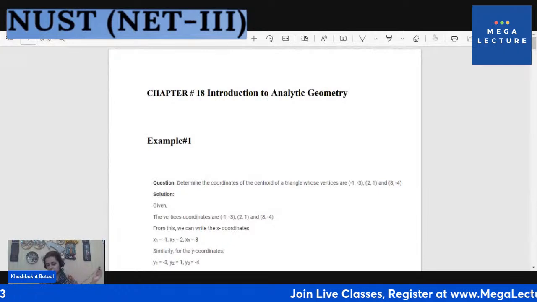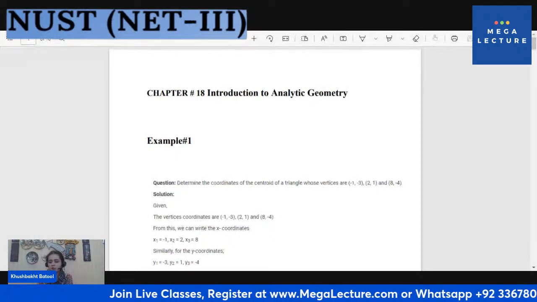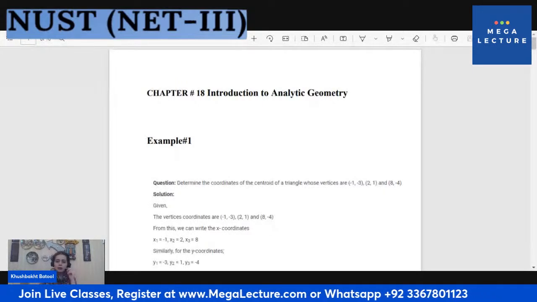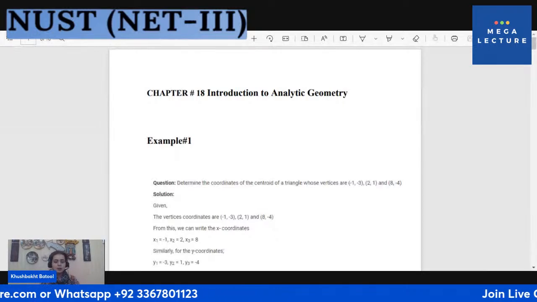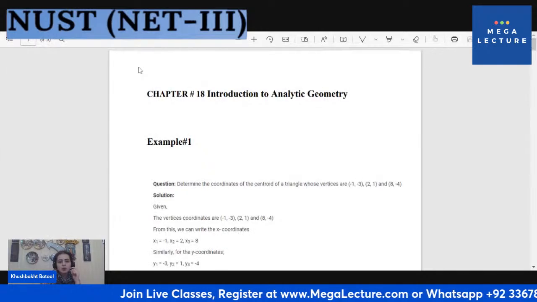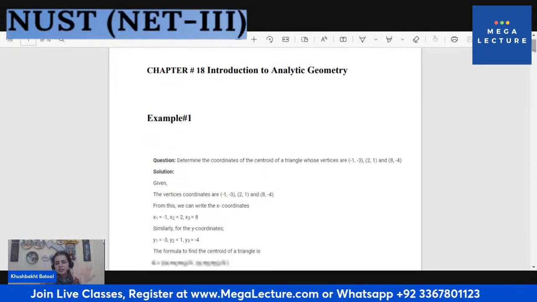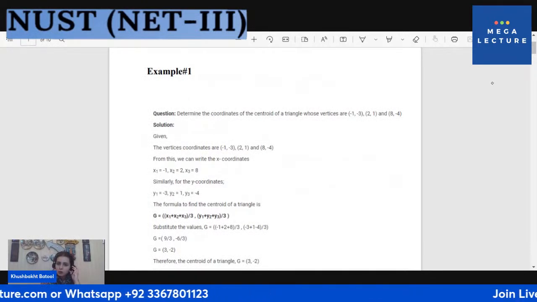So today we will be talking about some more NUST entry test past paper questions which are related to the math section, specifically from the 18th chapter, that is Introduction to Analytic Geometry. So let's get started. Before talking about the questions, we'll be talking about some examples, and I'll give you a quick overview just so we are good with the contents.